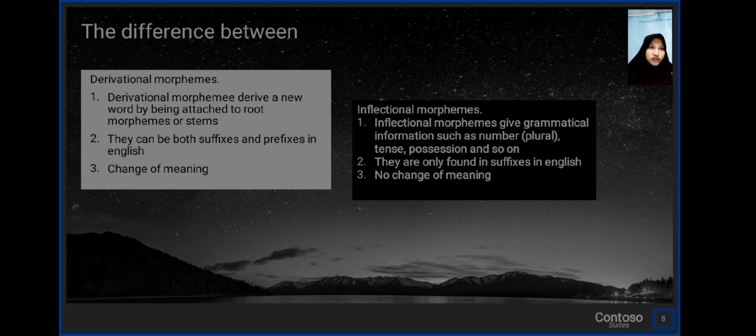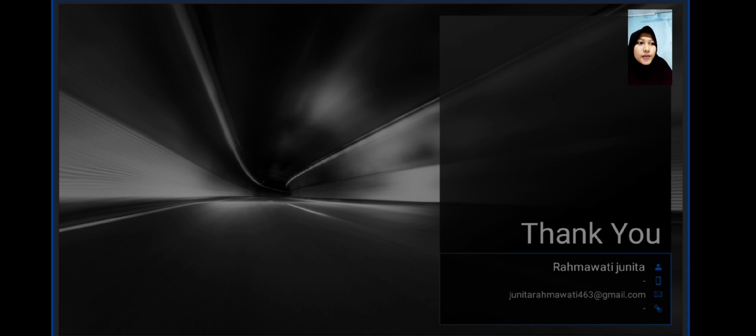For derivational morphemes: one, derivational morphemes derive a new word by being attached to root morphemes or stems. Two, they can be both suffix and prefix in English. Three, there is a change of meaning. And the inflectional morphemes: one, inflectional morphemes give grammatical information such as number, plural, tense, possession, and so on. Two, they are only found as suffixes in English. Three, there is no change of meaning.